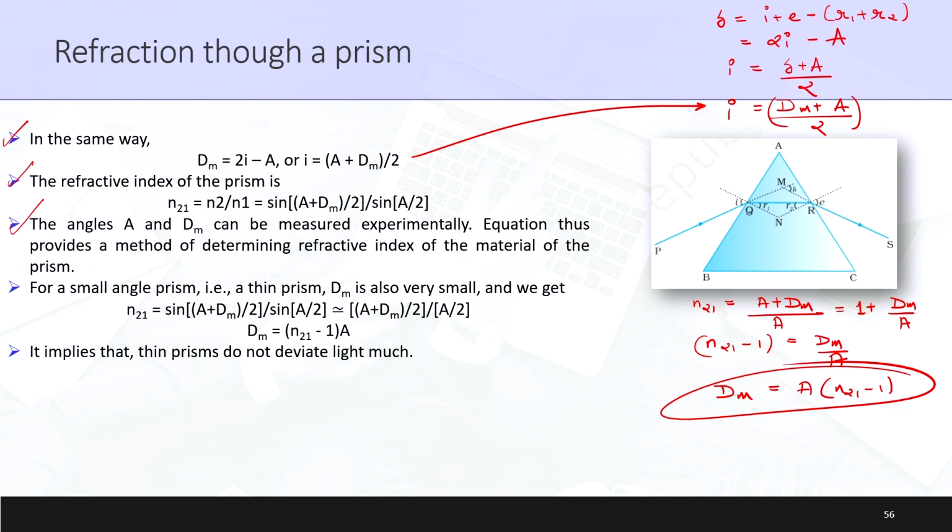Okay. It implies that thin prisms do not deviate light much. Fine. So, very little deviation happens for thin prisms. So, that is the end of your refraction through a prism.